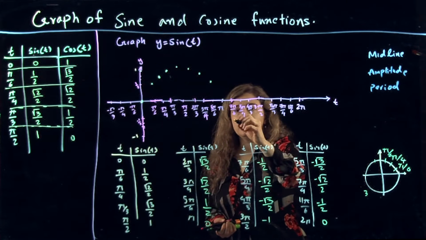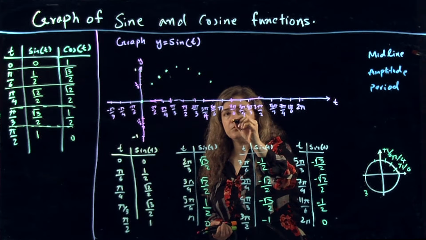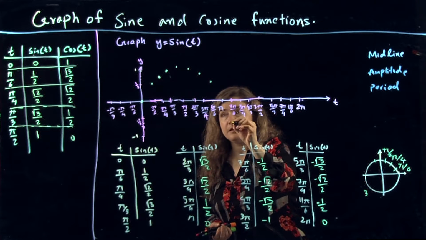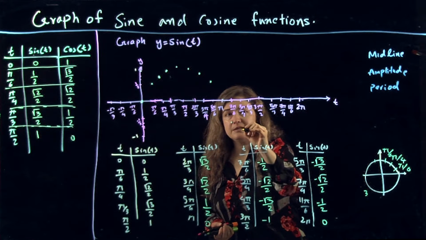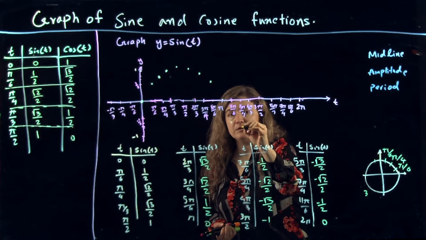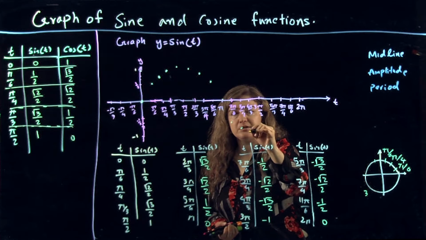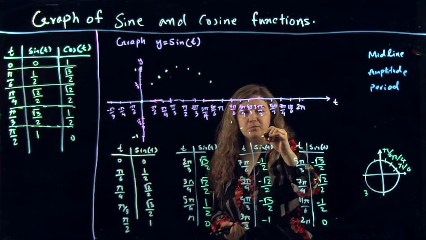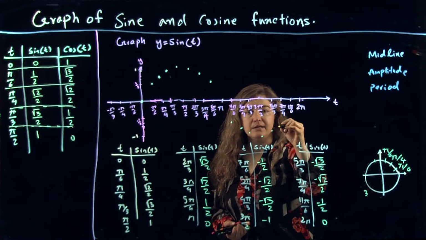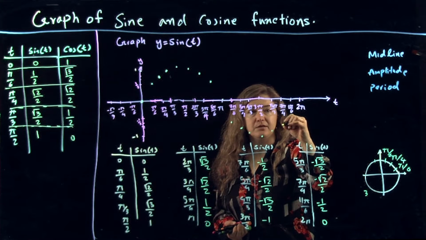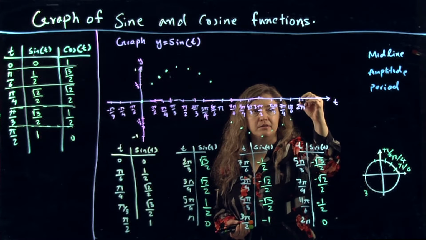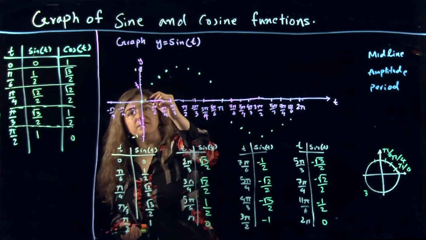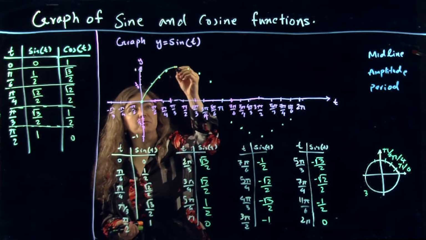Then over here, I get the negative values. For 7pi/6, I get negative 1/2. Then 5pi/4 is a little lower, and 4pi/3 is a little lower than that. Then 3pi/2 is negative 1. And then symmetrically it goes back up to 0. So if I connect it, it looks like this wavy curve.